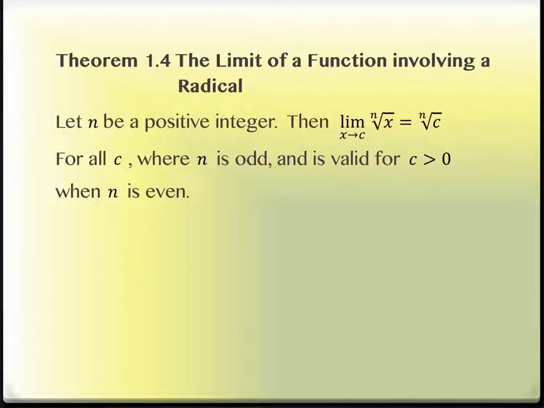We do have some sort of catches, right? The limit value itself needs to be appropriate for the function that you're working with. In other words, if you have a square root, you don't put negatives underneath it. So that's what this is saying at the bottom. It says for all c where n is odd, so as long as you have an odd nth root like a cube root or a fifth root, you can have any c value. But if you have an even root like a square root or a fourth root, you can only have positive c values because you're plugging them in underneath the radical.